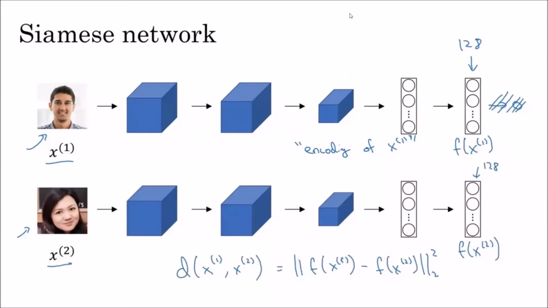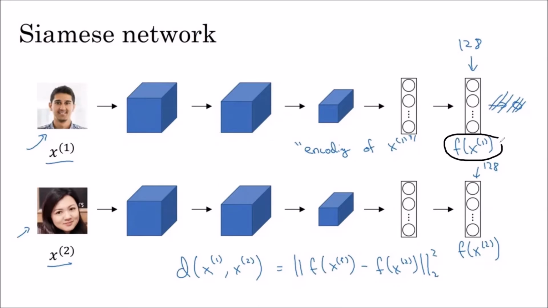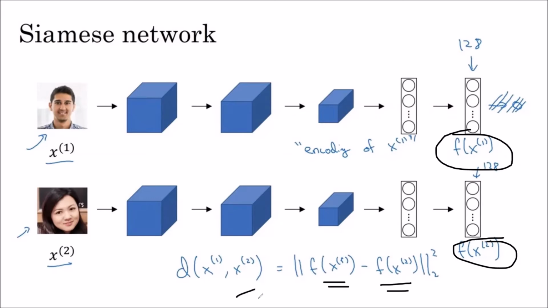We are taking another image. We are using the same network with the same parameters. And again, we have got some other output. This is also the encoded version of this second image. We are representing the first encoded version with f(x1), and the second encoded version with f(x2). Now we are comparing f(x1) and f(x2). We are representing this as the normalized value of f(x1) minus f(x2), whole square. That is the degree of similarity.